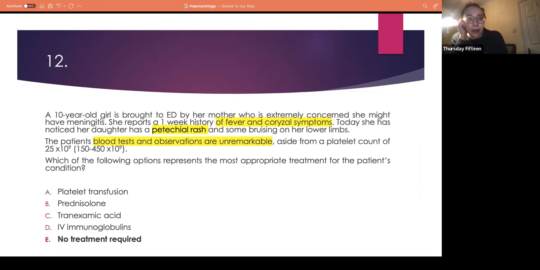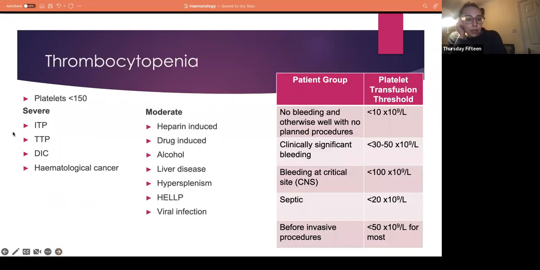Tranexamic acid you use if they were having a major bleed, but there's no sign that she's actively bleeding. IV immunoglobulins are the same, so if they were actively bleeding, you could try that. So thrombocytopenia is classified as platelets less than 150. It can be quite severe, like in this girl, having platelets of 25 is quite severe.